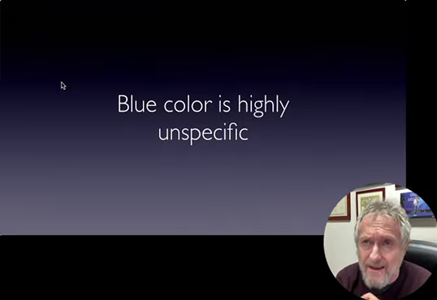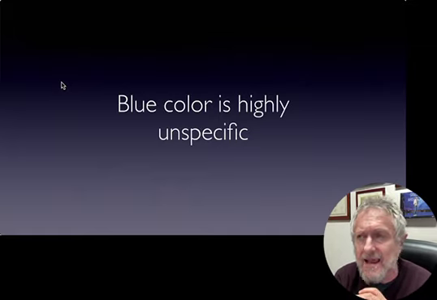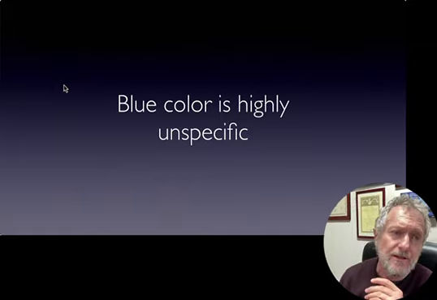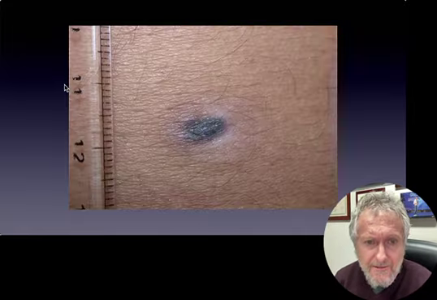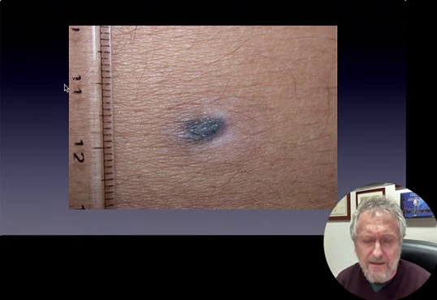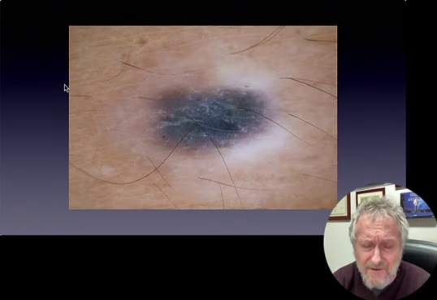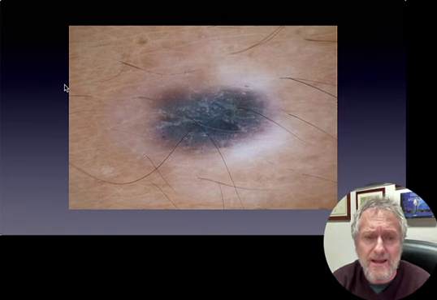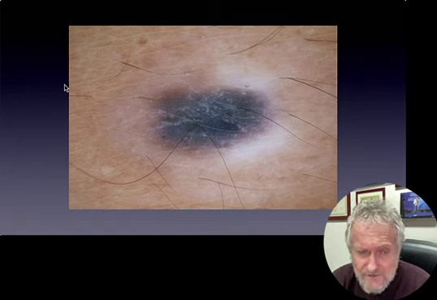Another point why blue lesions are concerning is because blue color per se is highly unspecific. The only lesion which can be diagnosed only because of the presence of blue color is blue nevus. But in general, blue color is highly unspecific. Look at this lesion, for example. This is a blue lesion clinically, and this is a blue lesion dermoscopically. There are also some white shiny lines, some grayish globules and clots, but certainly it's a lesion that is difficult to diagnose clinically and dermoscopically.